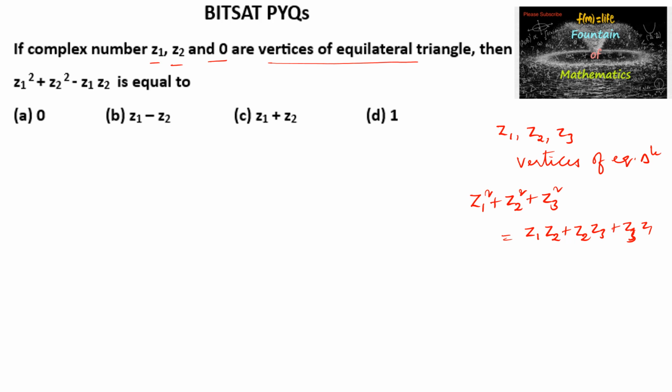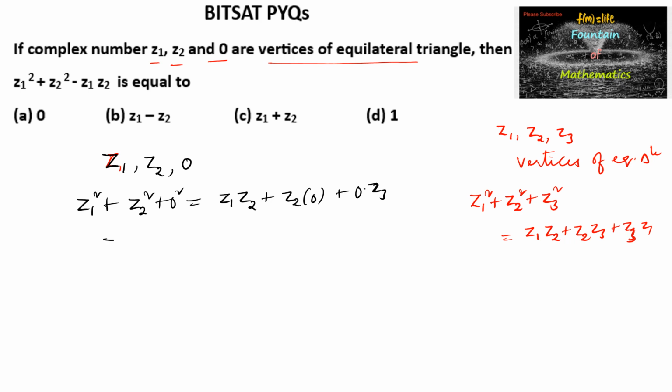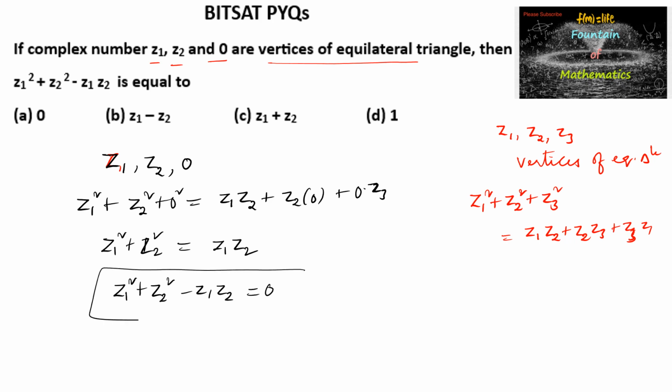So here we can say the three complex numbers are z1, z2 and origin. So we can write z1 square plus z2 square plus 0 square is equal to z1 z2 plus z2 into 0 plus 0 into z1. So we can say z1 square plus z2 square is equal to z1 z2, or we can write z1 square plus z2 square minus z1 z2 is equal to 0. So we can go with option A.